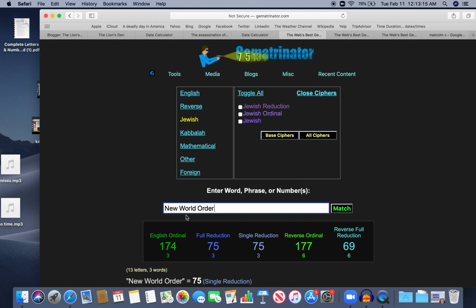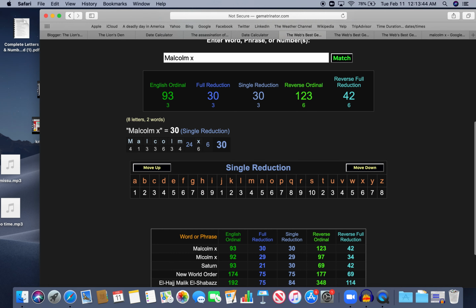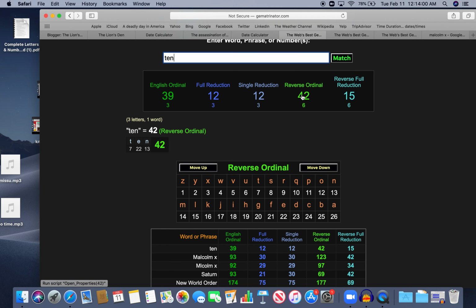Saturn number 69. Obviously, this is about Saturn as well. Saturn worship, Saturn 93. 21, the story released on 2/10 or 21. Malcolm X 30 as well, and 42. Did you spell his name right? So look at Malcolm X and Saturn. 93, right, and 42, and 30. Malcolm X, that's why I changed it. And X, 10, right, 10, 39, and 42.